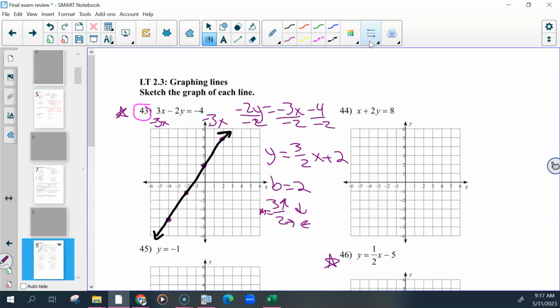Questions on that one? If at any point while we're doing the review or on the final you need rulers with colored pencils, those will still be back there, so you can still use those.